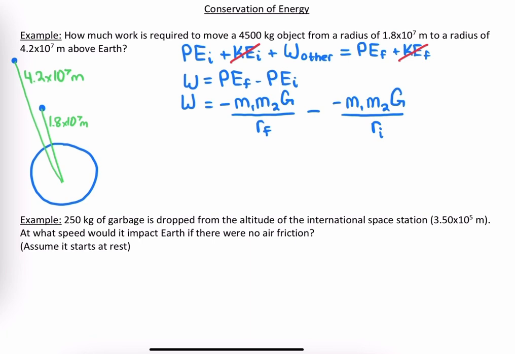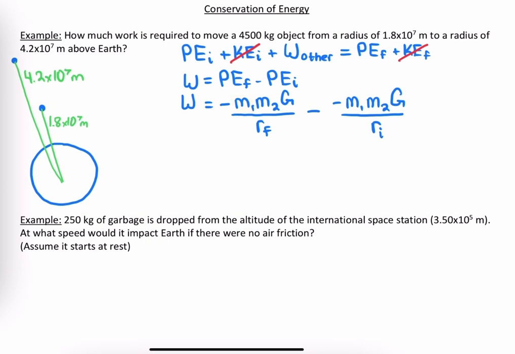Now at this point, we're welcome to just start plugging everything in. We know M1, the mass of the object. We know M2, that's the mass of the Earth. We know big G. We know R final, that's this guy. We know R initial, that's that guy. And then we've got the same things up top over here. So we know everything we need to plug into this equation.